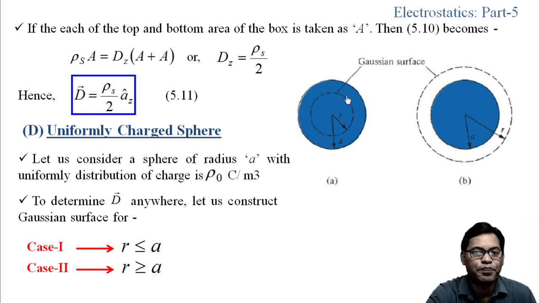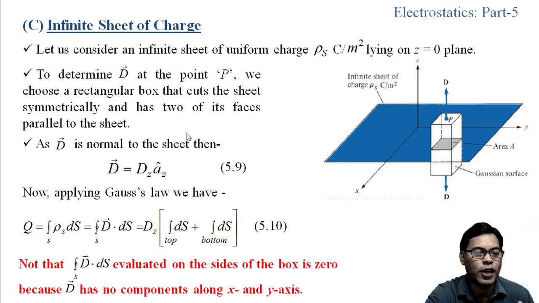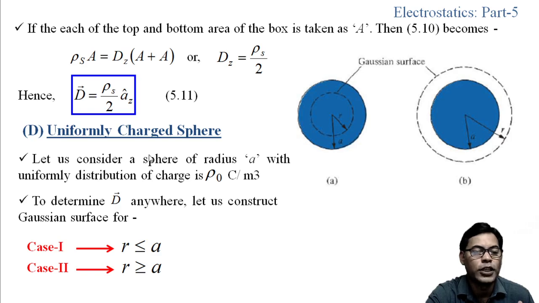Here you see that equation 5.10 becomes rho s into A, because Q is the Q enclosed, means the charge enclosed by the area A. So here rho s into area equals Dz into A, the top surface, plus bottom surface A. So twice of A. So from that we will get Dz equals rho s by 2. So as we got Dz, from that we can calculate D. Here you see that D equals Dz, means here rho s by 2 into az.